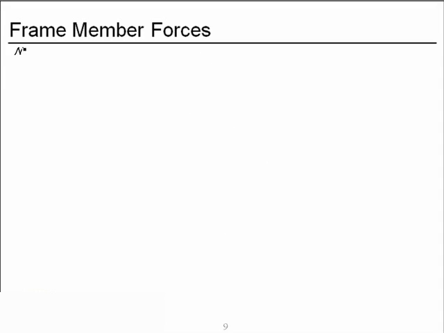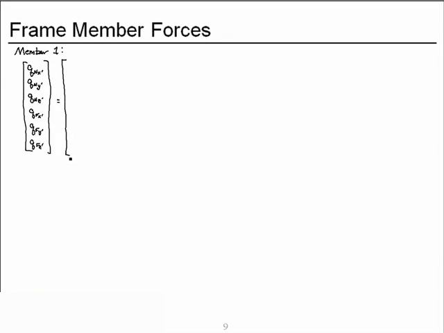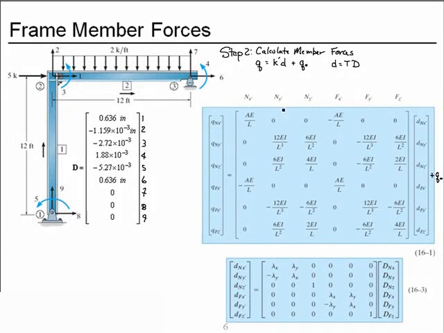Now it's time to actually calculate the member forces for member 1. So we're going to find the near node force in the x prime, that is the axial, the near node y prime, which will be shear, near node z prime, which will be moment, far x prime axial, far y prime, which is shear, and far z prime, which is moment. And to calculate that, we need the K prime matrix, which we saw in equation 16-1.